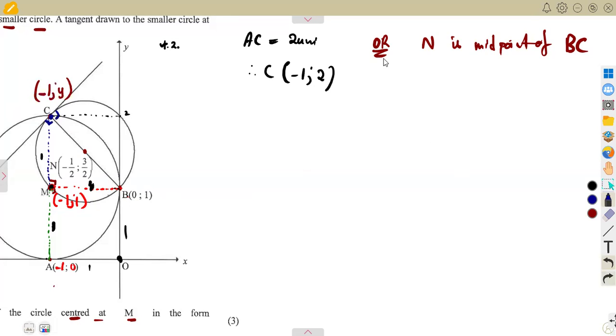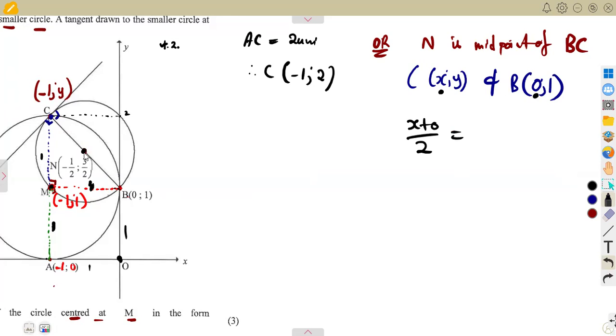You are going to take your point C as XY. All right. Let's say you do not know what we did here. You take your point C as XY and the point B is already given. Remember, we're talking about from B to C. So also the point B, which is 0, 1. So the midpoint, how do you calculate the midpoint? You add the X values together. X plus 0 over 2 must be equal to the X value at the center at N, the midpoint.